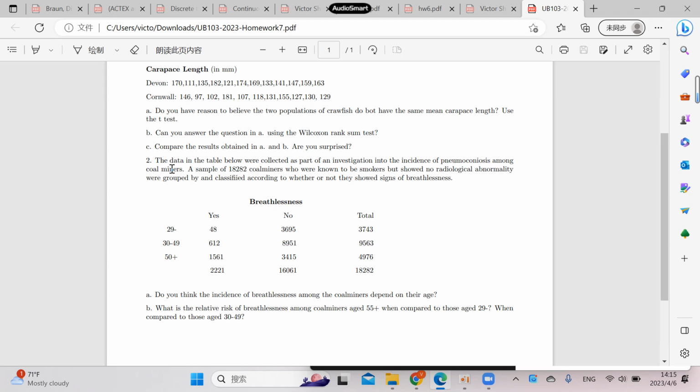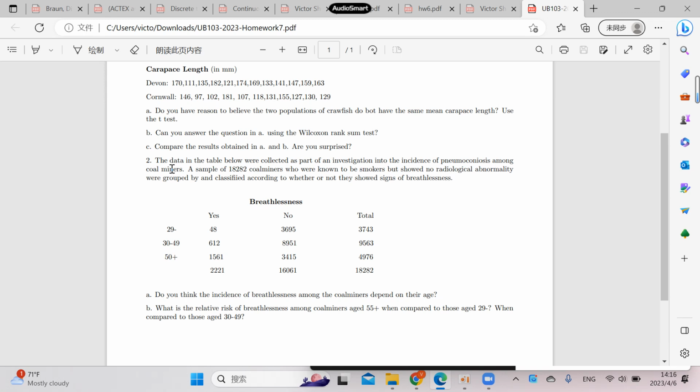It's computed by 3,743 divided by 18,282. So basically you look at your total column and you use the first number divided by the last number. That gives you the probability that a person is less than 29 years old.